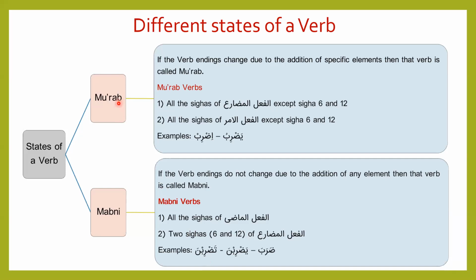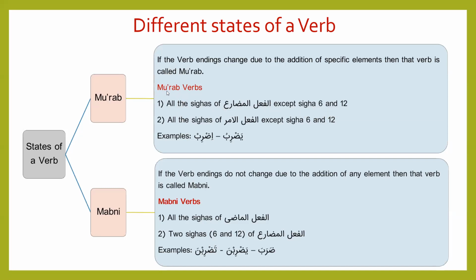Let's discuss mu'rab. If the verb endings change due to the addition of specific elements, if you bring something before a fi'l and the fi'l gets changed, then that verb is called mu'rab. We have three different fi'l: fi'l madi, fi'l mudari, fi'l amr. Fi'l madi is finished. In fi'l mudari, two sighas were mabni. What about the rest of the 12 sighas? All the sighas of fi'l mudari except sigha number 6 and 12 are mu'rab.